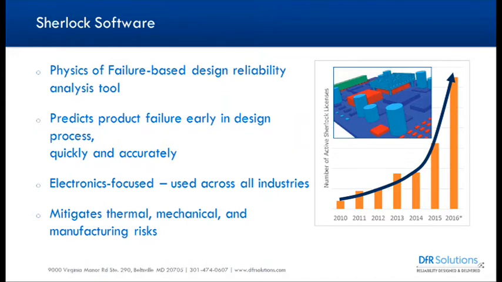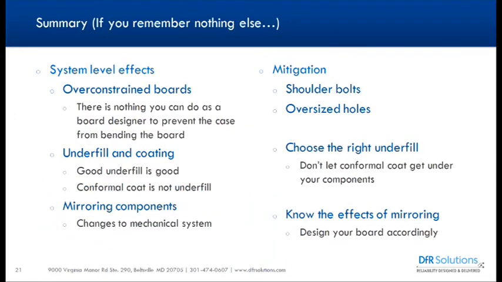For those of you who don't know what I'm talking about when I say Sherlock, it's physics of failure based design for reliability software. We call it reliability physics analysis software. The idea is I want to predict failure early in the design process as quickly and as accurately as I possibly can. We are only focused on electronics. We don't do airplane wings, we don't do tires, we don't do nuclear reactors. And then we can look at thermal, mechanical, and manufacturing risks as well.